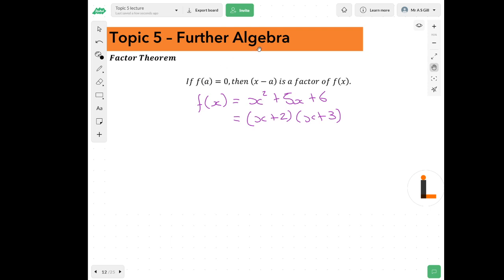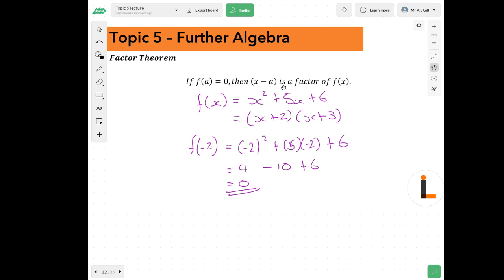f of a, where a is our value in here, but crucially you can see a is positive here and negative here, or it can be positive here and negative here. It's just the negative of whatever's in the bracket. So let's test it. If we were to plug in f of minus 2, this is going to give us minus 2 squared plus 5 times minus 2 plus 6. Well, this is 4. 5 times minus 2 is minus 10, plus 6. We can see that this is definitely going to give us 0.